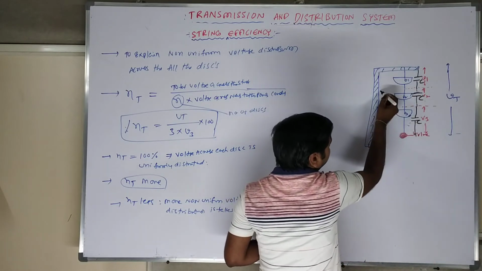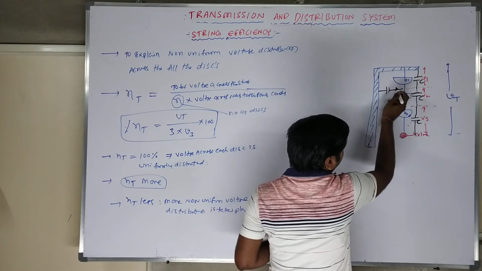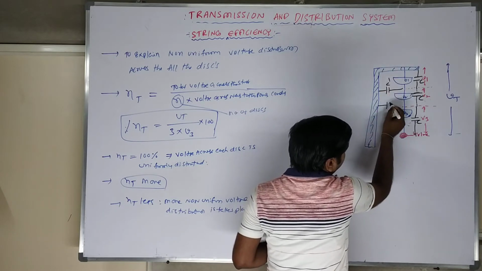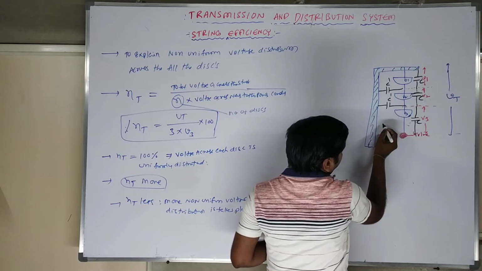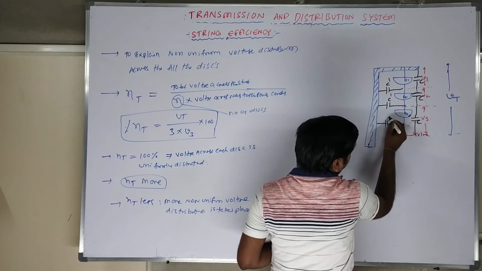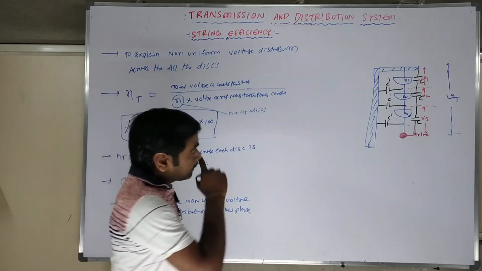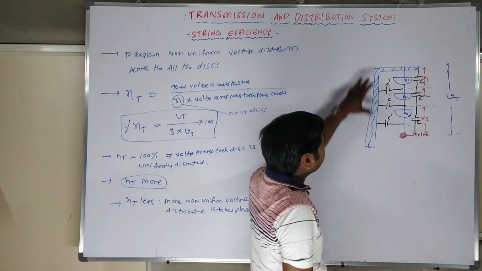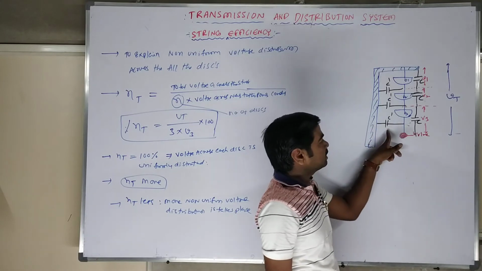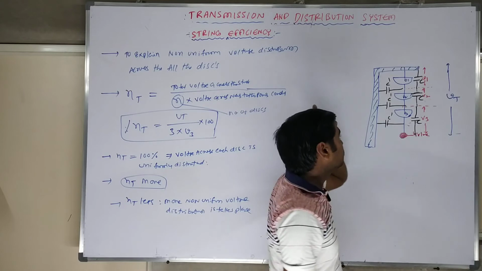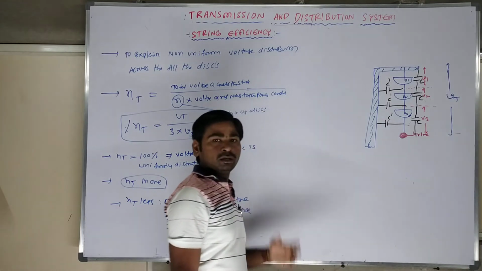Next, the capacitance between the disks and the pole is C dash. This is nothing but the mutual capacitance, C dash. I hope it is clear: the capacitance between the pole, the power conductor, and the disk is C dash, and the disk to disk capacitance is called C.